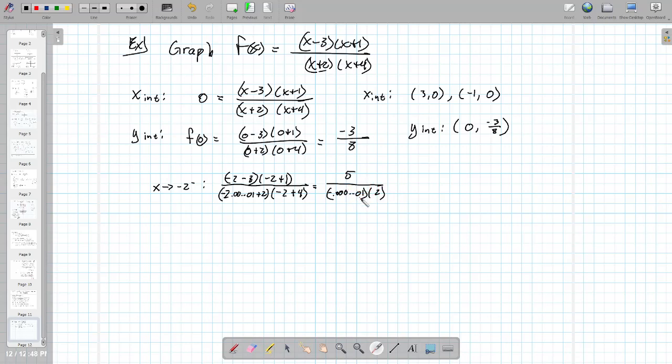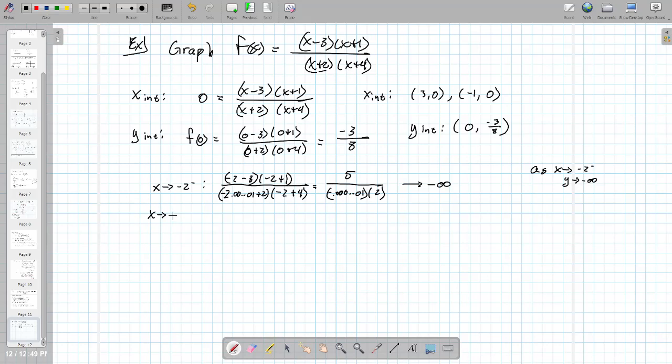Now, is it positive or negative? And that's the key part when we're looking for vertical asymptotes. Here, we have a negative times a positive, and we have a positive in the numerator. So we have a positive number divided by a negative number. This will go to negative infinity because we have a positive divided by a negative. So as x goes to negative 2 from the left, y is going towards negative infinity.